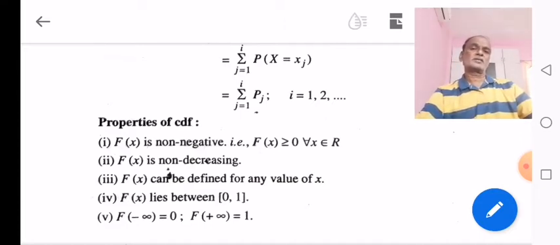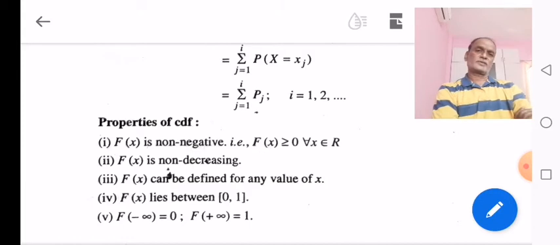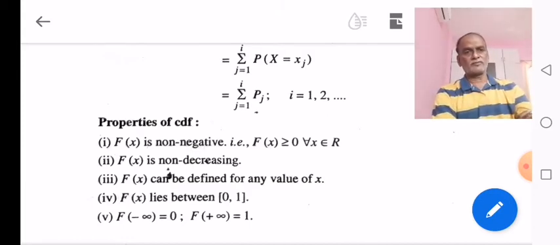Second property is F(x) is non-decreasing. So it is always increasing, or it becomes stagnant at a particular value. So it is non-decreasing. F(x) can be defined for any value of x, from minus infinity to plus infinity. The range set of F(x) always lies between 0 and 1 because F(x) is a probability, with lower limit 0 and upper limit 1, both inclusive. So F(x) always lies between 0 and 1.